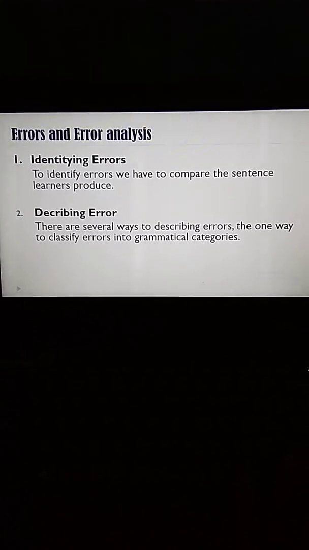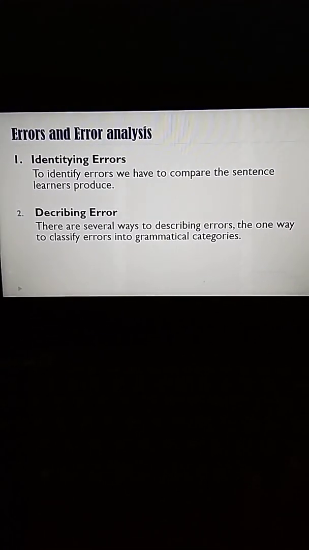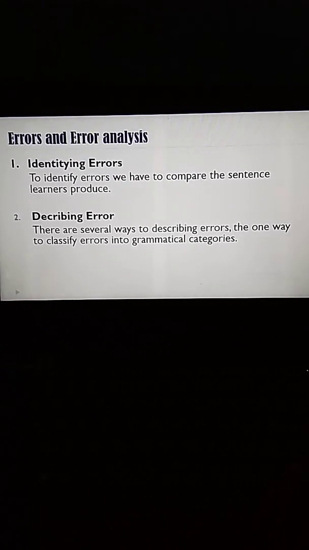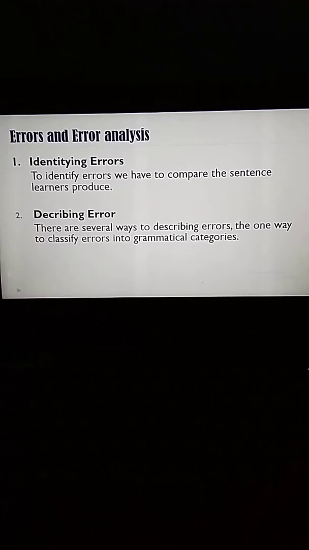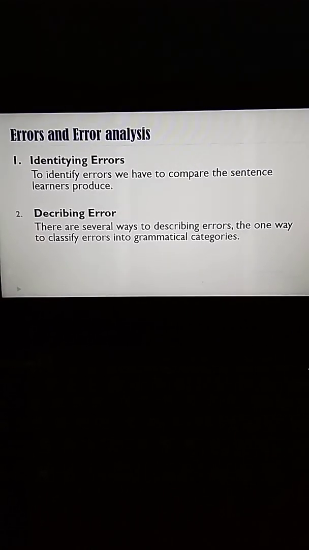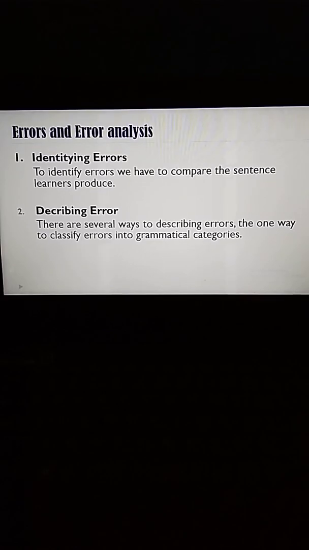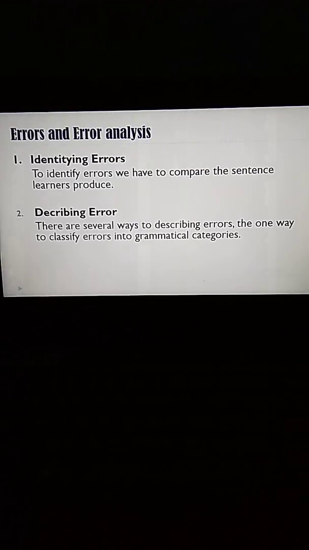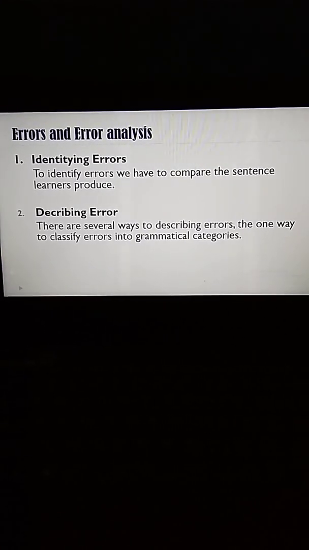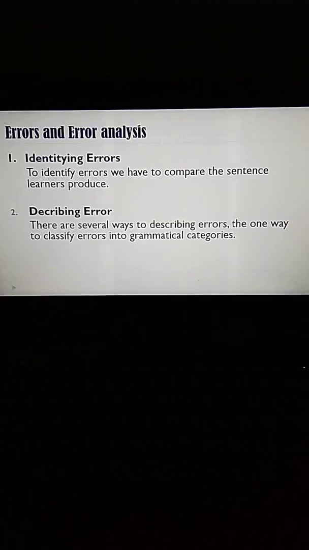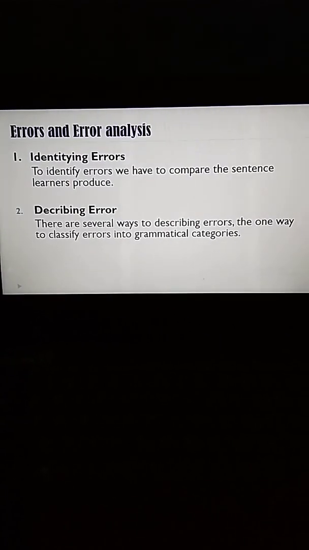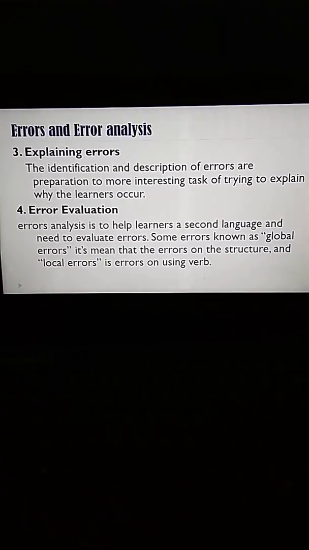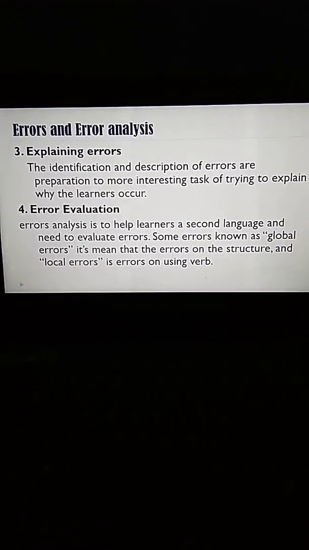The first step, identifying errors. The teacher must identify the errors in the sentences the students write or say, and after that, describing the errors. The student describes what errors he makes in sentences or in speech. And the next is explaining errors.